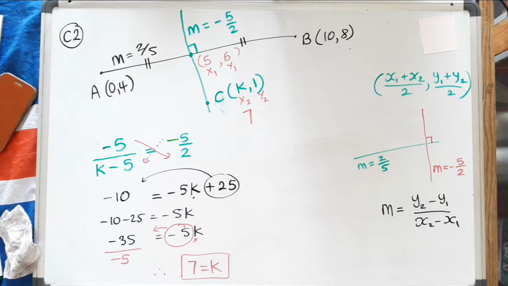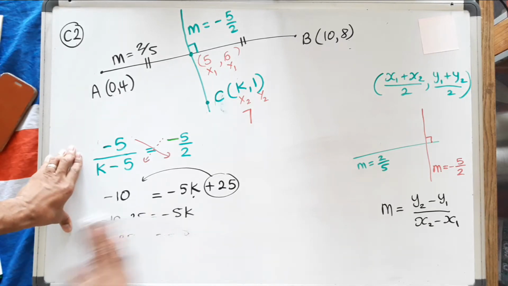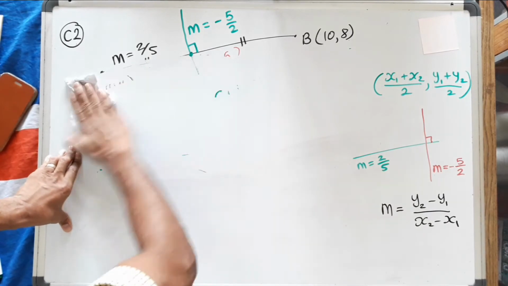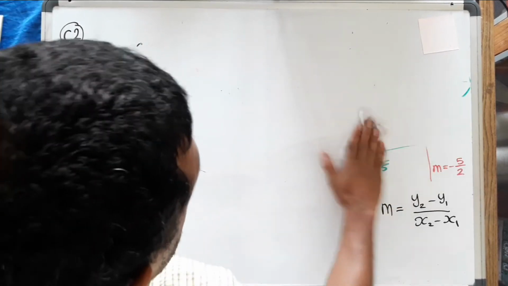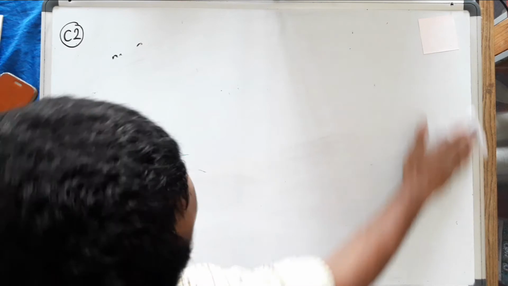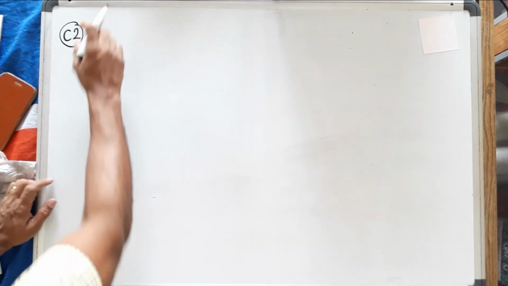Alright, so that's challenging question number 2. Let's try another challenging question. Just checking the time. The time is only 17 minutes. I'm going to try to do all the questions I have to do today in 45 minutes. Right, so challenging question at C2. Next one has to be C3.